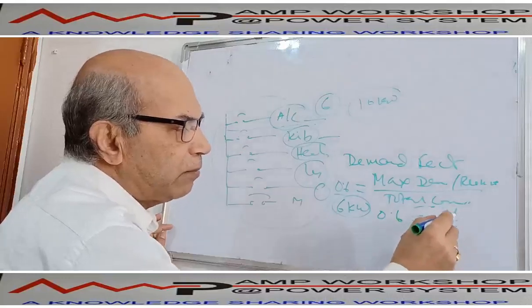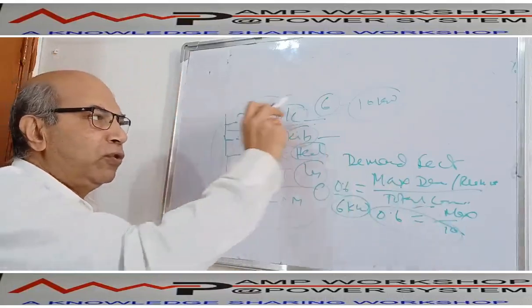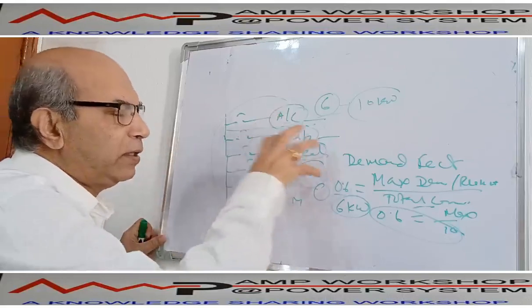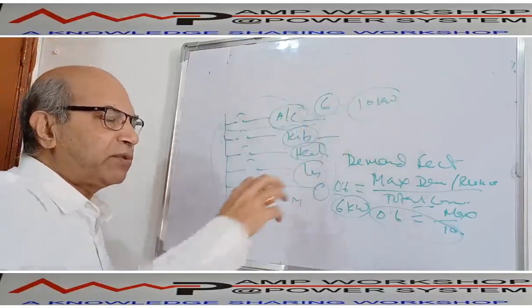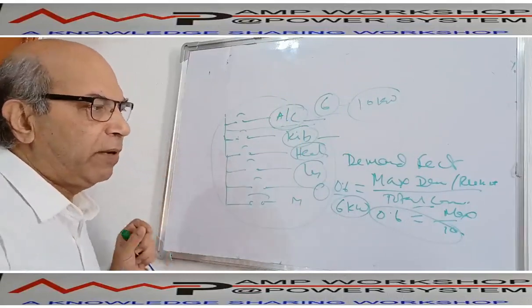So how much is the maximum demand? Maximum demand is 10 into 0.6, meaning 6 kilowatt. That means though 10 kilowatt load is connected, actually at a particular instant this subsystem has a maximum demand of only 6 kilowatt. In this way, each subsystem's maximum demand we have to calculate. That is the first part. That is called demand factor.